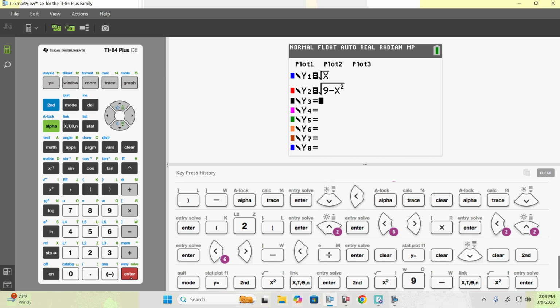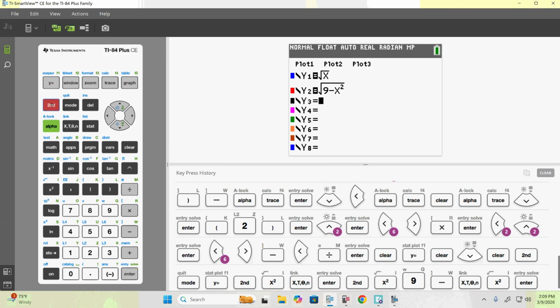You're good. Was everybody able to get both equations in? I might just... Y equals. Having a stroke right now. What's that? There you go. Second. Yep. 9 minus x squared. We got them both typed in.